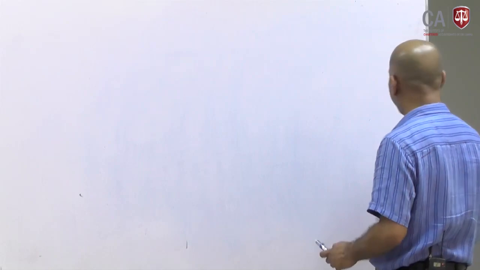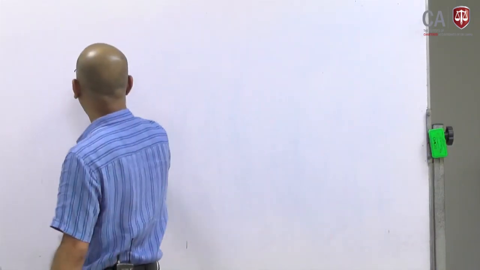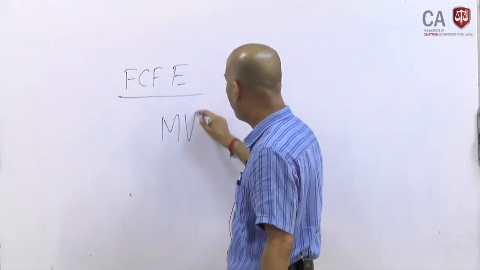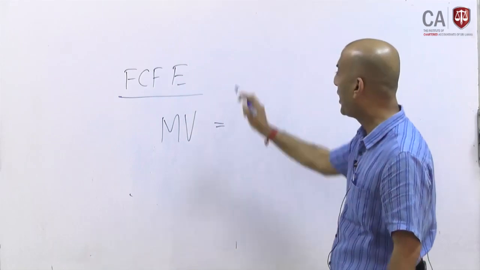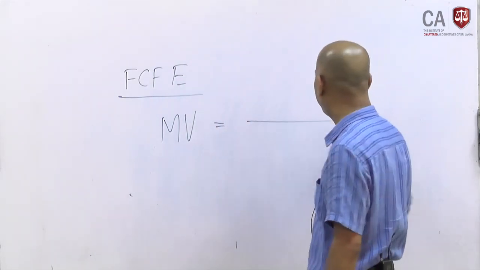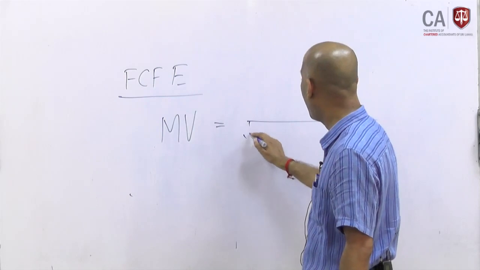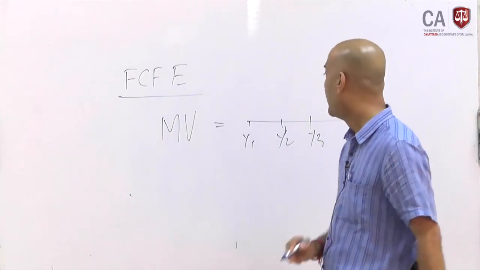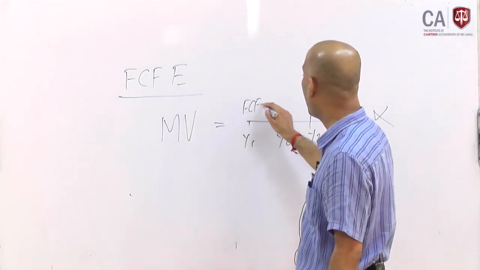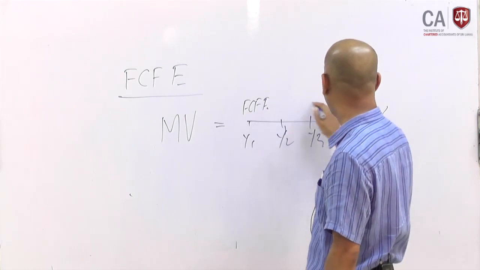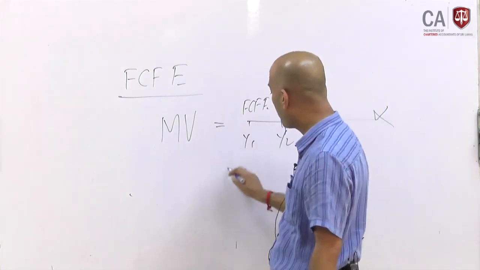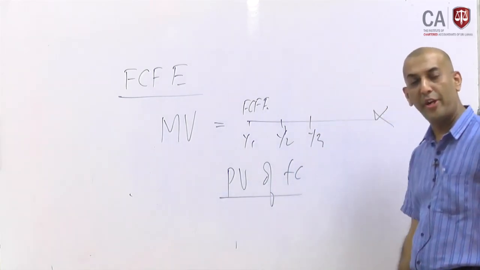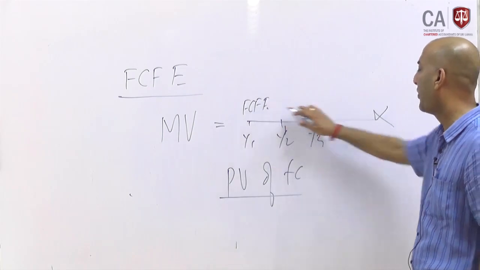So under the free cash flow method, if you are talking about free cash flows to equity, your market value equals the present value of free cash flows to equity. You look at year 1, year 2, year 3, and it goes on to an infinite period. So you will have free cash flows to equity for all the years. Market value equals the present value of future cash flows, which are the free cash flows you are going to get.